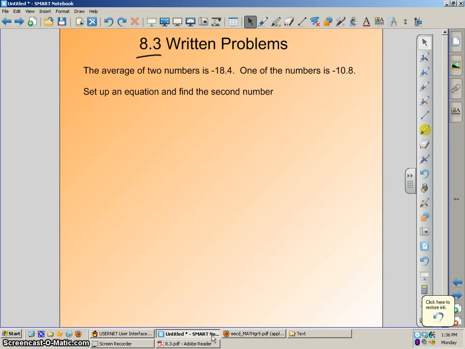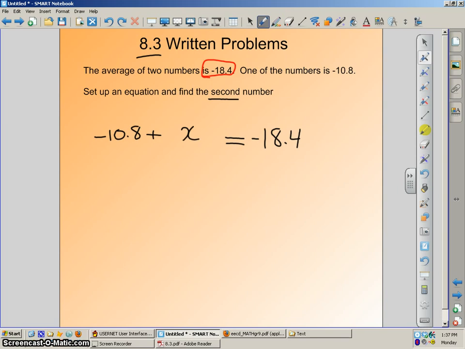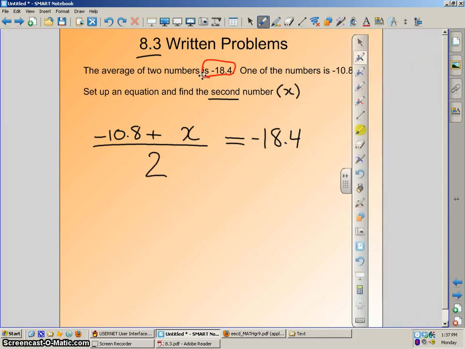We've got the average of two numbers is negative 18.4. So right away, I know that that is going to be equals negative 18.4. And I know one of the numbers is negative 10.8. So that means that negative 10.8 plus the other number, which is x, equals that. So again, averages add the two numbers together and divide by, in this case, we've got two numbers. So the biggest struggle with this is what to do to get rid of this guy. So we're going to multiply by 2, and that cancels it. We'll multiply that by 2 as well.